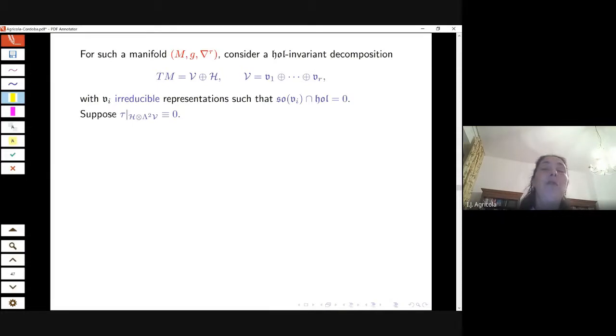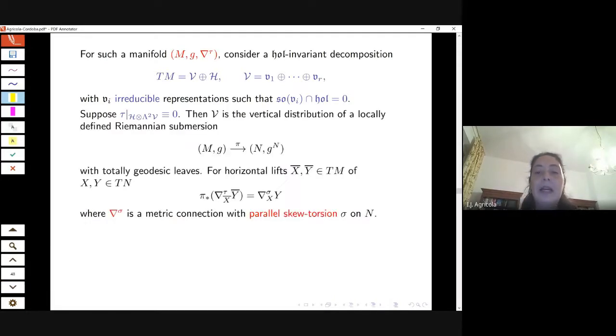And one has to check a few conditions to make that work. Actually, we have to prove a slight variation of their proof. So you do a splitting. And, well, you get the following. So suppose that the torsion vanishes when restricted to h times the wedge of vertical spaces, right? Then this V is the vertical distribution of this Riemannian submersion with totally geodesic leaves, and the horizontal lifts satisfy an equation where this connection nabla sigma is just a metric connection with parallel skew torsion on the base, N.